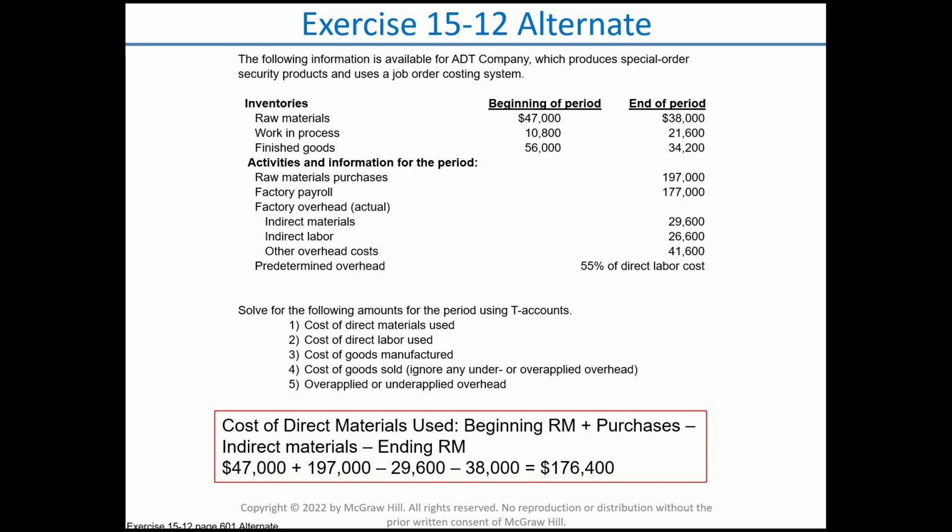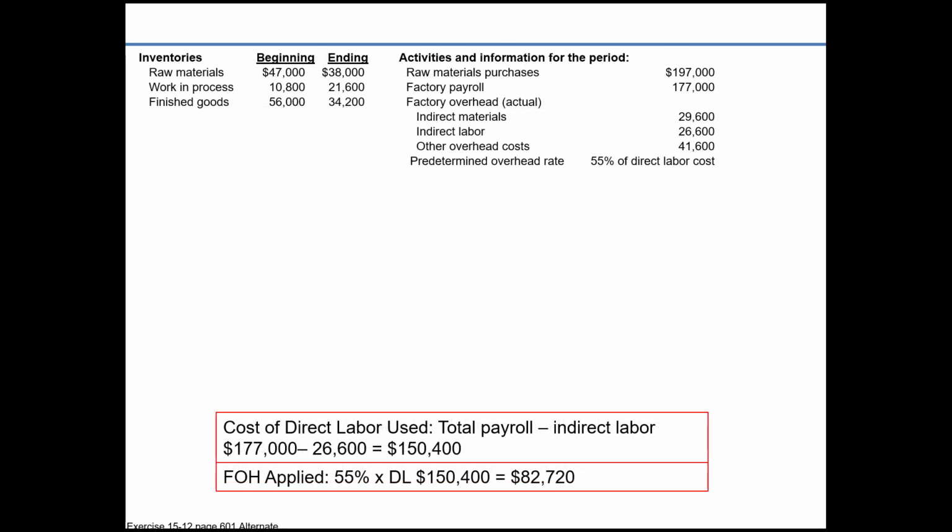So I've got the numbers computed down here for you. Cost of direct labor is where we will take the total factory payroll and subtract out the indirect labor, because indirect labor also is part of factory overhead, just like indirect materials. So the 177 minus 26.6 means that our direct labor is 150,400.